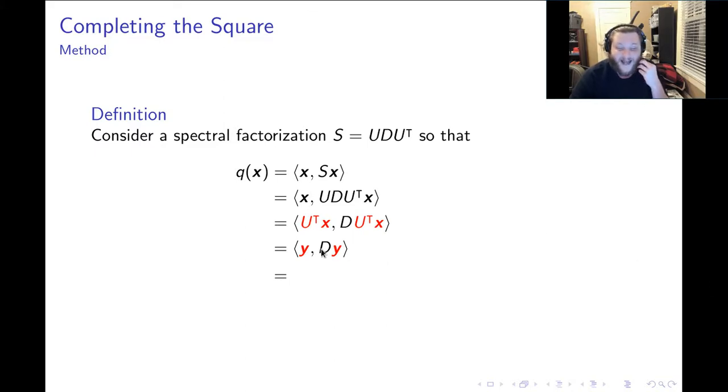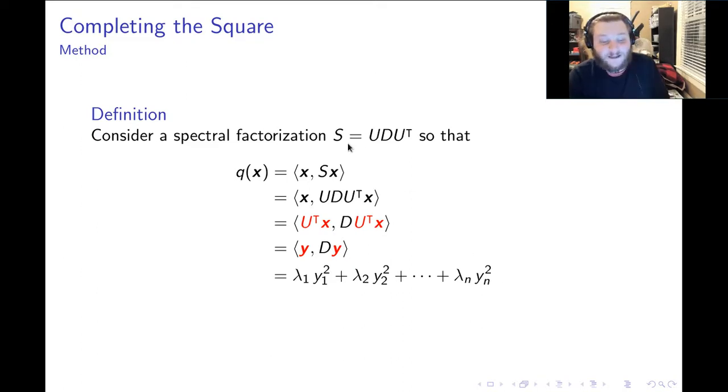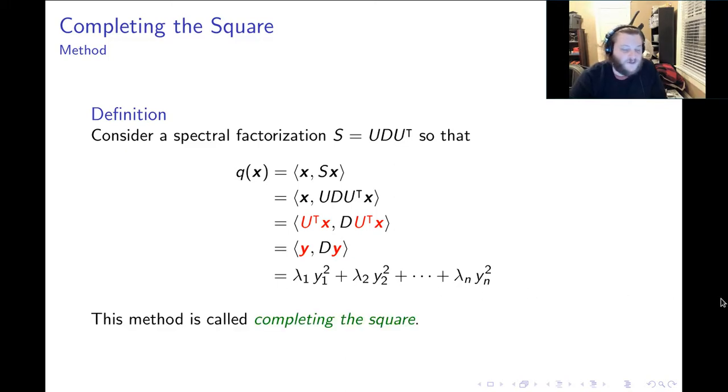Because D is diagonal, all I'm doing is taking the first eigenvalue of S, multiplying by the first coordinate of y squared, plus the second eigenvalue, lambda 2, multiplying by y2 squared, and I keep going until I get to the last eigenvalue, lambda n, where I multiply by yn squared. So this takes our generically ugly quadratic form, and as long as we can find a spectral factorization, we can write that quadratic form as a linear combination of square terms. This process is called completing the square.